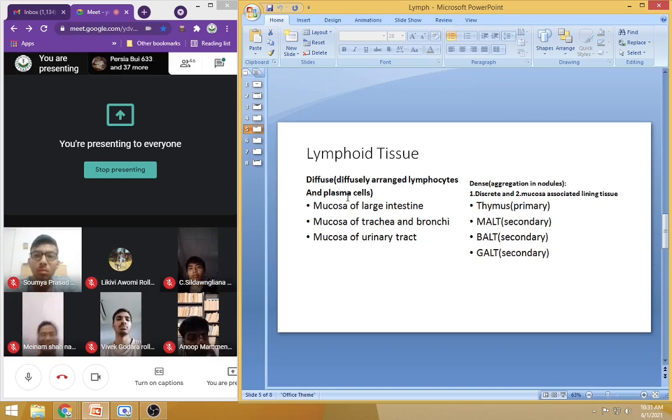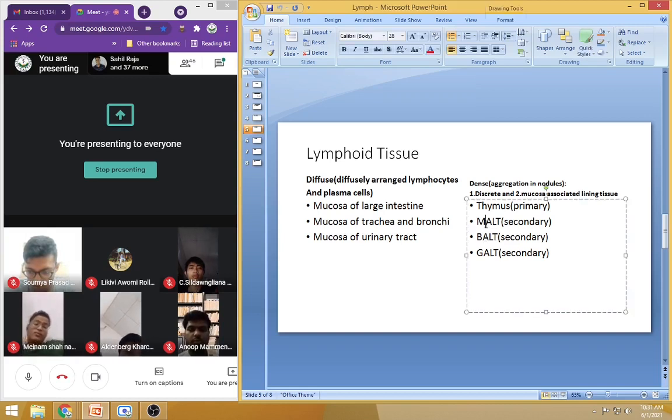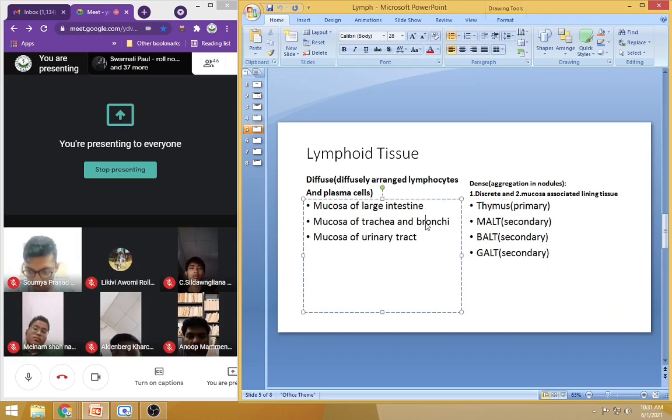Diffuse are plasma cells and diffusely arranged lymphocytes, which are again generated in the primary lymphoid organs, and dense are again discrete, or it can be mucosa associated, that is, lymphoid tissue present in the mucous lining in the gut or in the bowels, or in the mucosa of the large intestine, bronchi or the urinary tract. Okay.